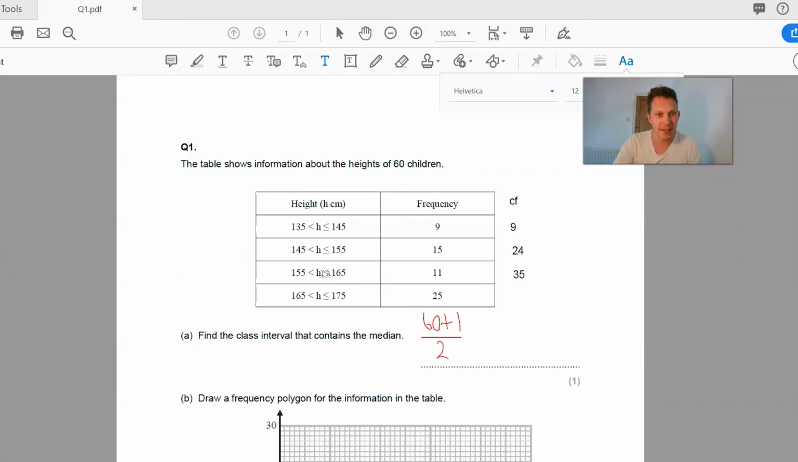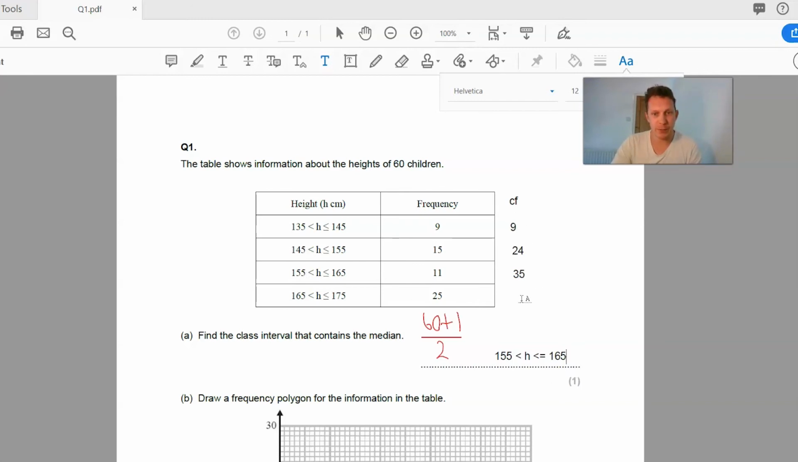So I know that this is going to be my class interval. So I'm going to just put that down as 155 < H ≤ 165. And this is just the group that contains the 30th and 31st person because they are the middle people, okay? And what's in between them is the median. All right, so that's part A for our single mark.